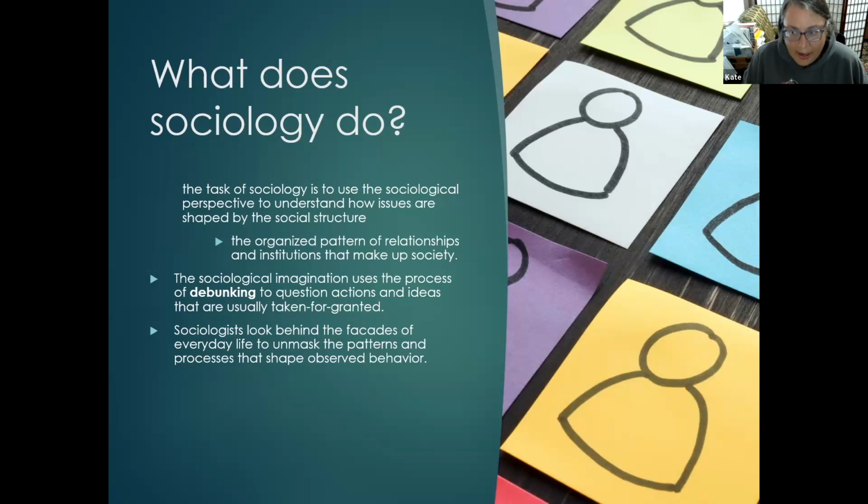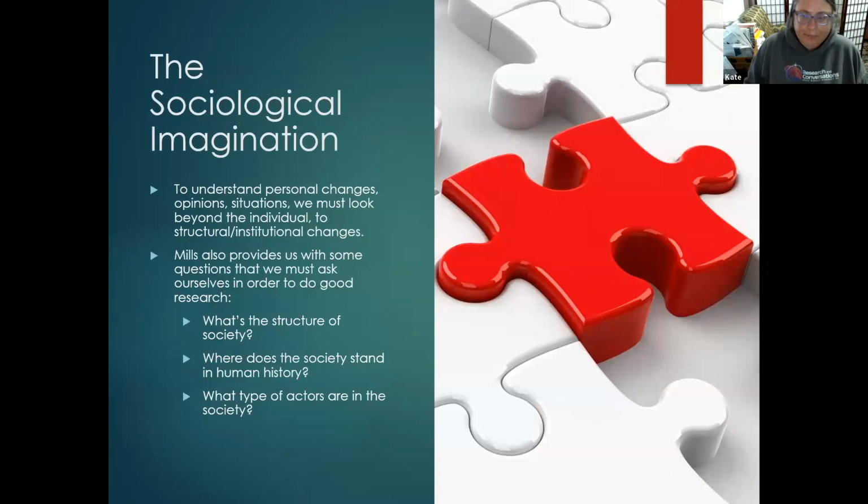impact this? So we have a concept called reification, and reification is a concept that we take a natural phenomenon and assume that it has a natural history when really it has a social history. So we look behind the facades of everyday life to unmask the patterns that shape unobserved behavior.